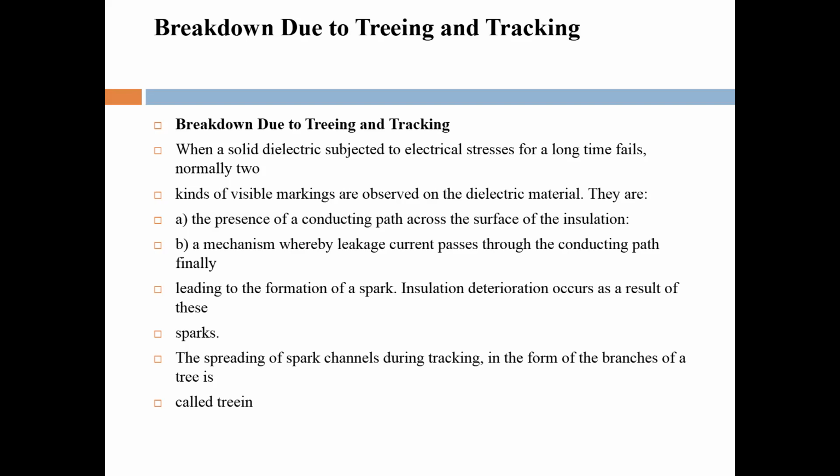What is treeing? Spreading of spark channels during tracking in the form of branches of a tree is called treeing. Both are connected. Tracking is the sparking process, and treeing is when the sparks spread out just like the branches of a tree.